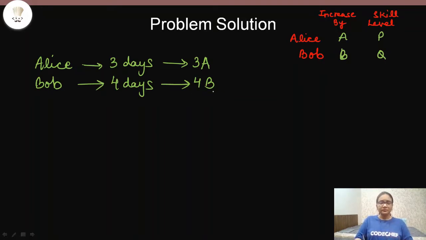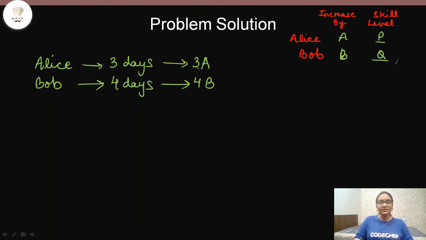Now, we want to find out for how many days they have worked, right? And why do we need to find that out? Because we want to know whether Alice can achieve P skill level and Bob can achieve Q skill level or not. In order to know this, we have to find out how many days they will have to work in order to achieve this skill level.